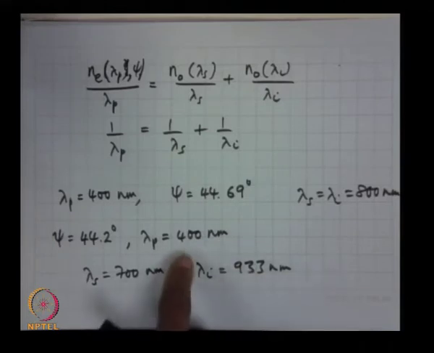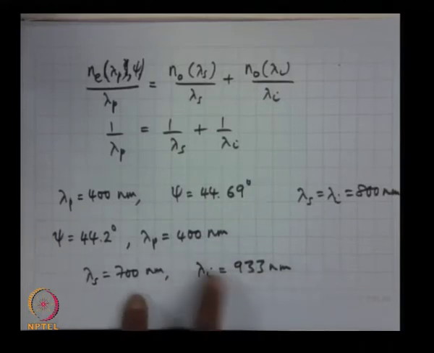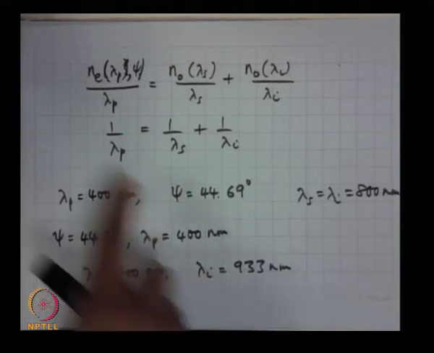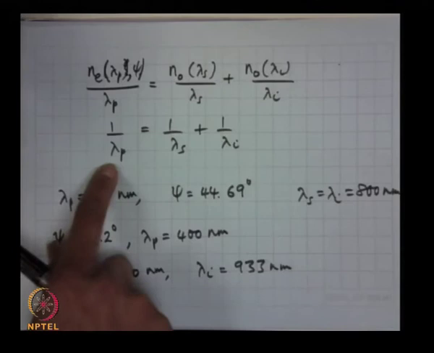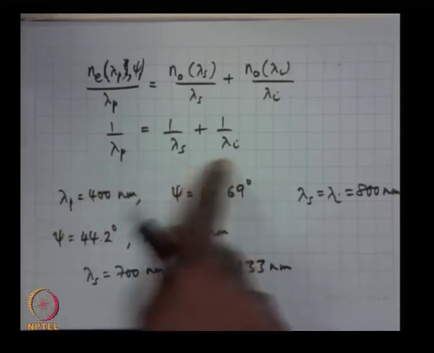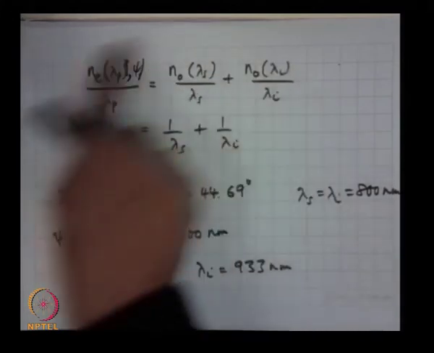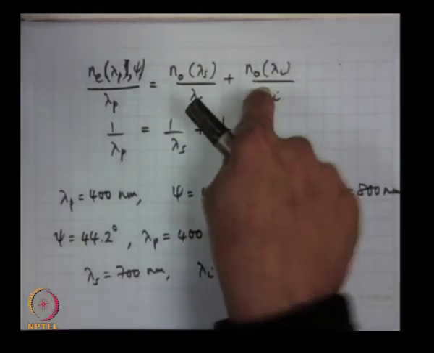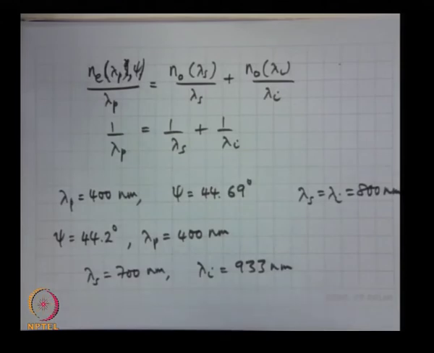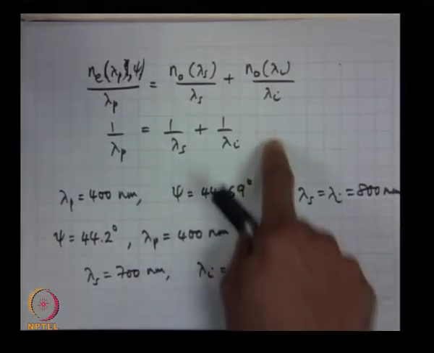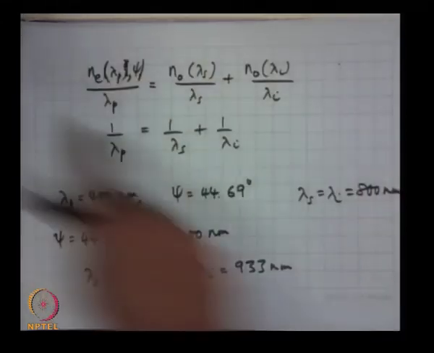So the same pump photon at 400 nanometer now splits into a different pair of wavelengths. As I told you, this equation has an infinite number of solutions. If I fix lambda p and I ask you what is lambda s and lambda i, it can be anything as long as this equation is satisfied. But I need to satisfy also this equation. And then I get only one pair of lambda s, lambda i which satisfies energy conservation and momentum conservation simultaneously.